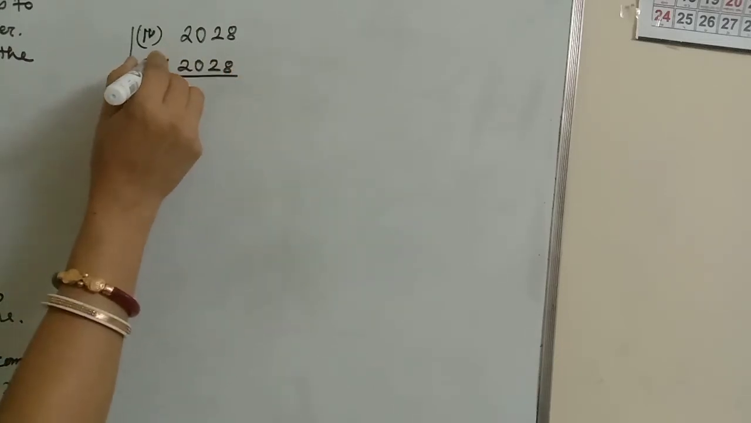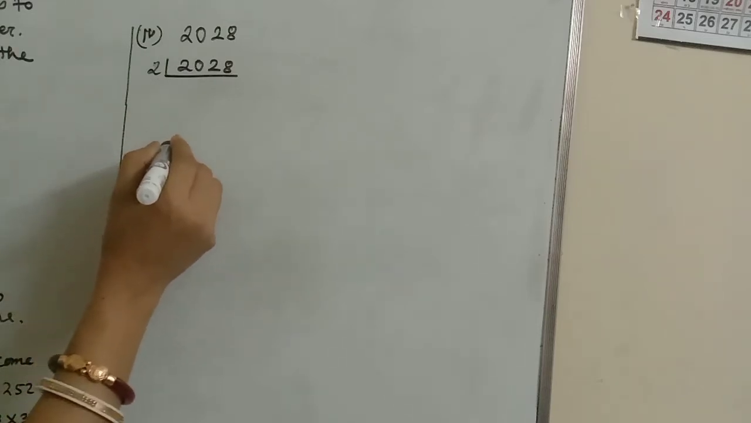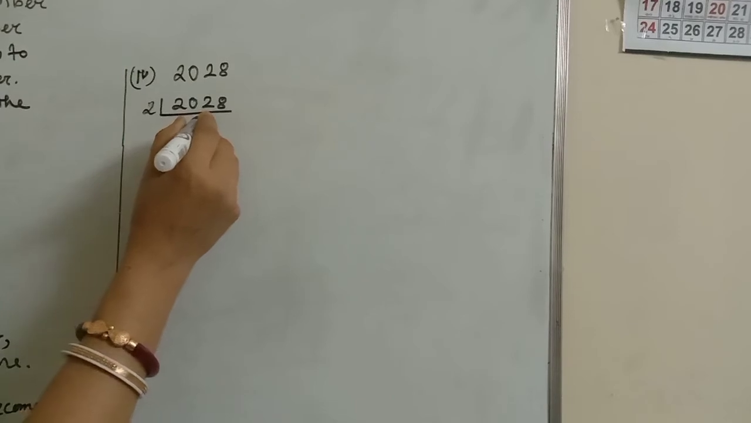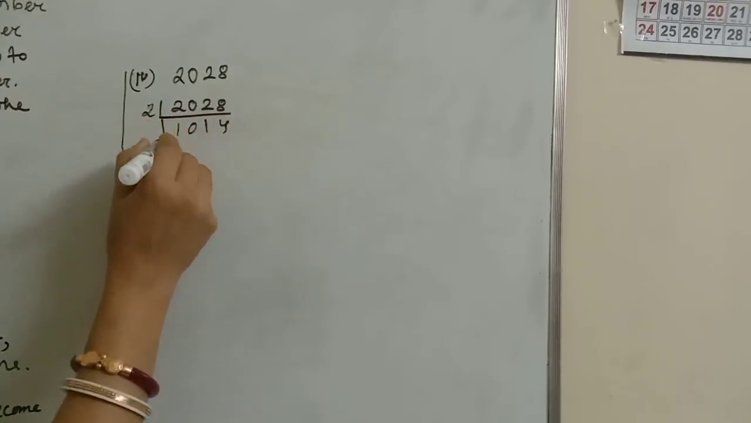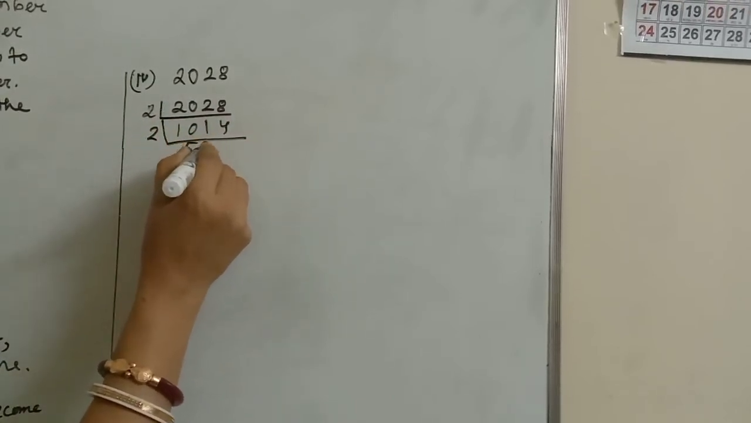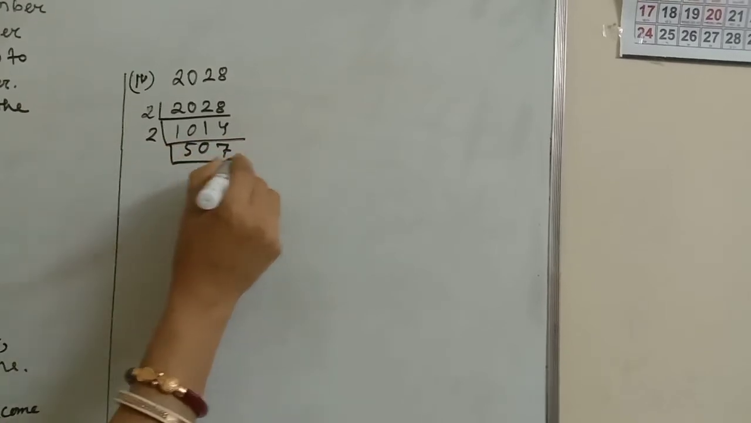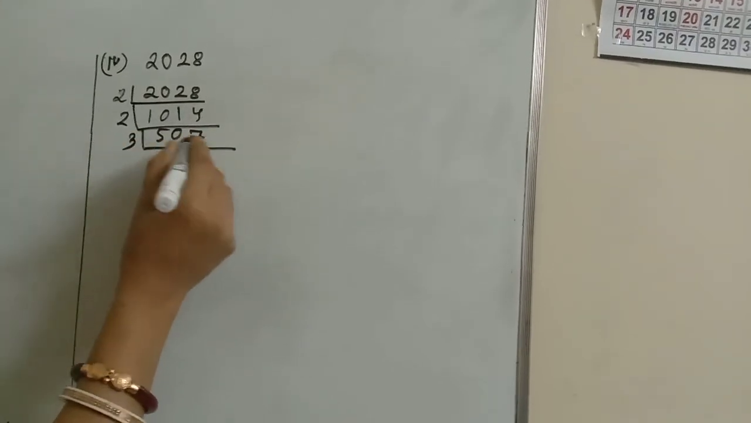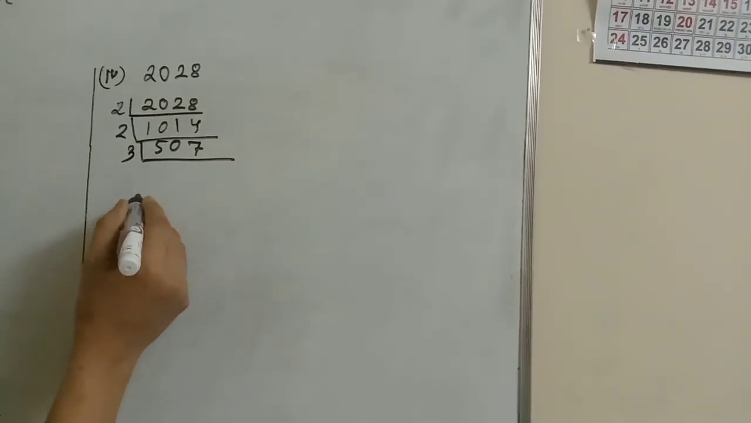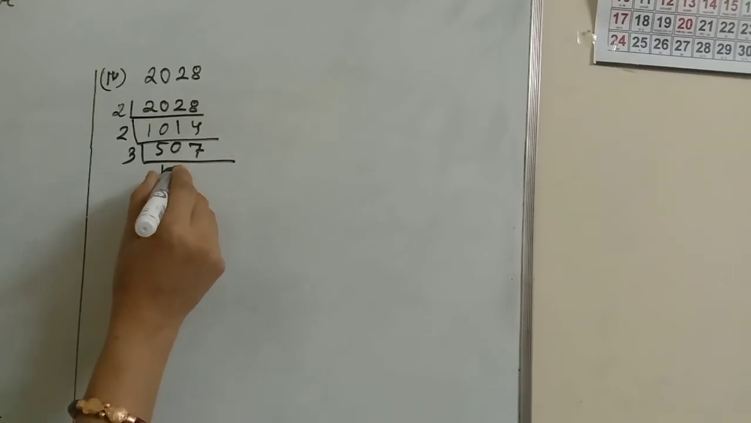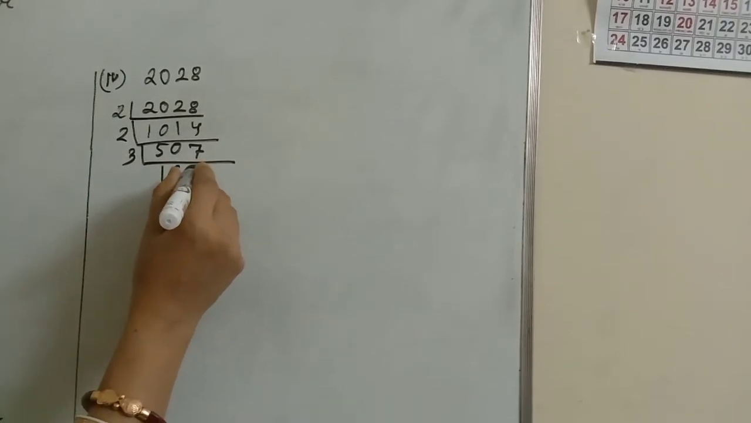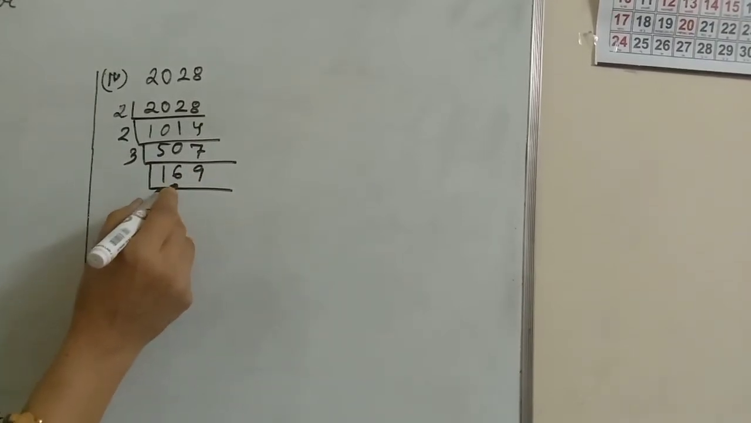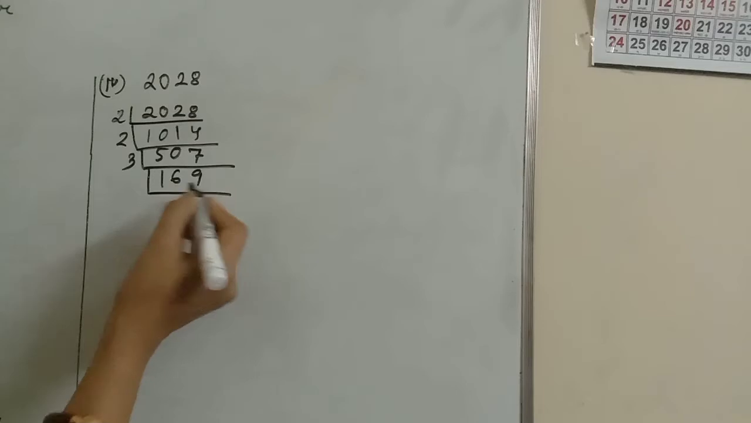As it is an even number, start by 2. The number will be 1014, again by 2, 507. Not divisible by 2, so by 3, as 5 plus 7 is 12, divisible by 3. 3 ones are 3, 3 sixes are 18, 3 nines are 27. Now the number 169, you know that it is a square number, 13 into 13.